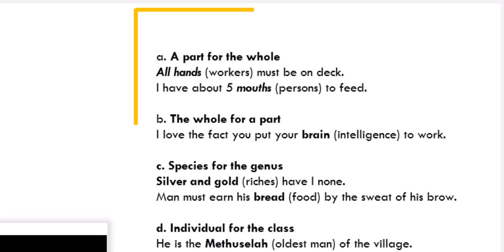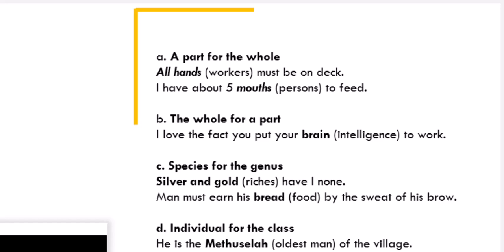And we have the whole for a part. I love the fact that you put your brain to work. Brain here has to do with intelligence. The species for the genius. Silver and gold have I none. Silver and gold here actually uses Synecdoche for bridges. Man must earn his bread by the sweat of his brow. So bread here has to do with food.